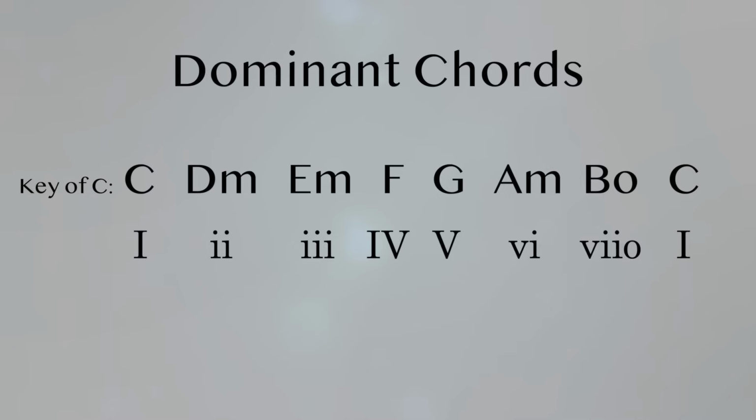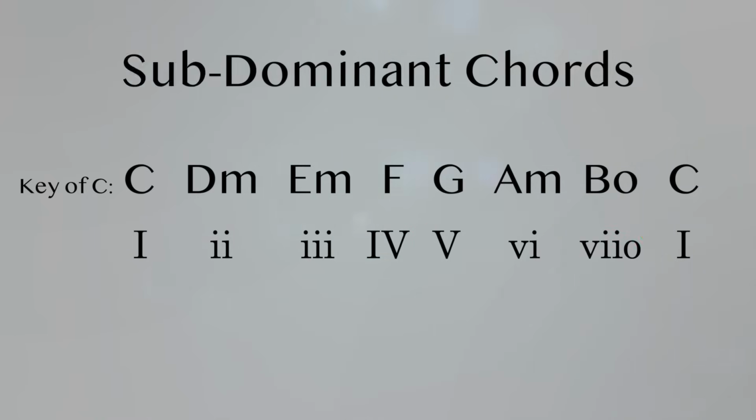Then we have the dominant chords. So that's going to be the 5 and the 7 chord. And then the last group of chords we have are the subdominant chords, which is everything else. It's going to be the 2, the 4, and the 6.